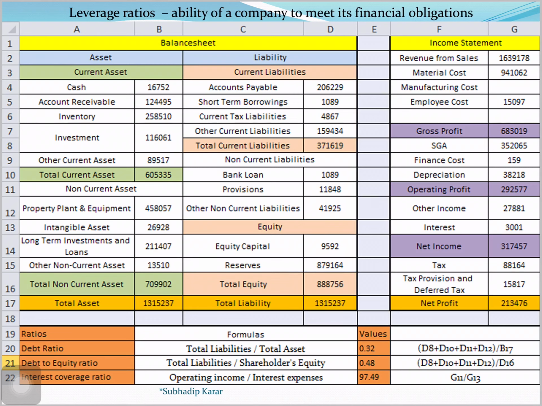Leverage ratios. The next set of ratios are called the leverage ratios. It measures the amount of capital that comes from debt, meaning loans or credit, to assess the ability of the company to meet its financial obligations.